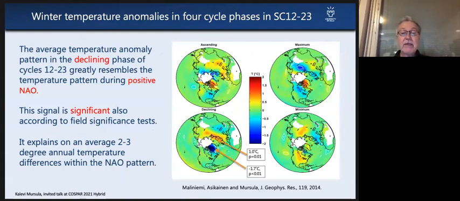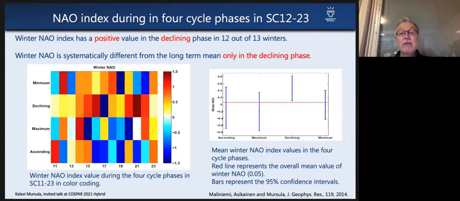The only significant signals that are found in any of the 4 phases are in the declining phase, where the pattern forms a spatial distribution which is very closely similar to the positive NAO pattern. Positive and negative NAO index values can appear in all solar cycle phase winters. However, winter NAO is statistically different from the long-term mean only in the declining phase. NAO index is positive in 12 out of 13 declining phase winters.